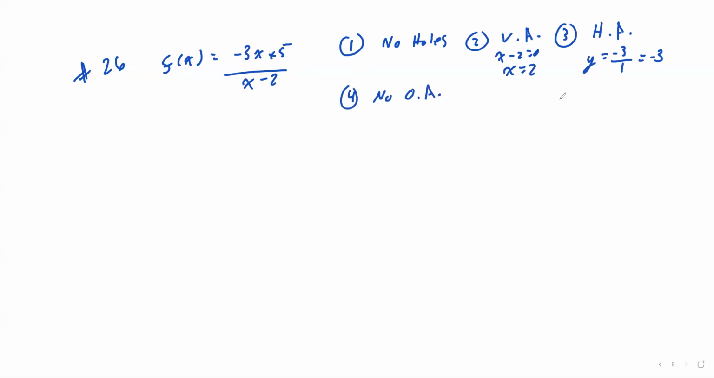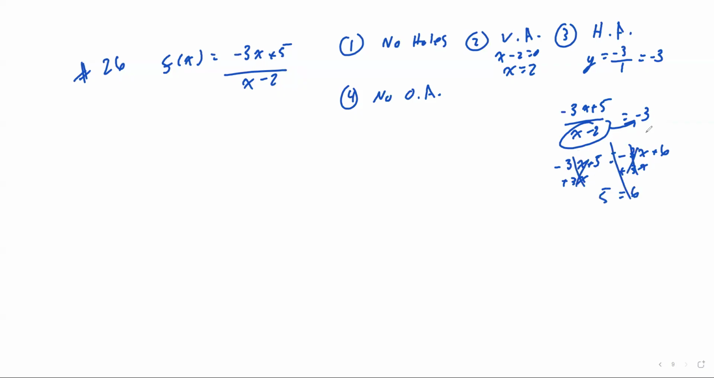All right, so the only other little extra thing I got to do is to set my equation equal to the horizontal asymptote, and let's see what happens. Negative 3x plus 5. This will give me, again, I'm taking this and multiplying to this. So that gives me negative 3x plus 6. And then plus 3x, plus 3x. I get 5 equals 6, which is not true. So it does not cross my horizontal asymptote.